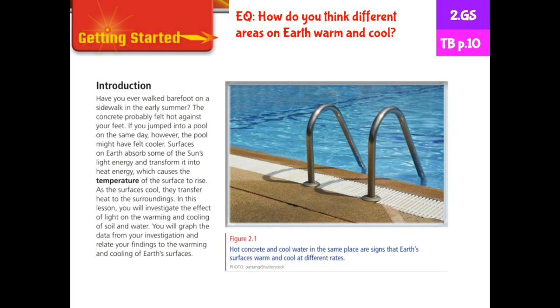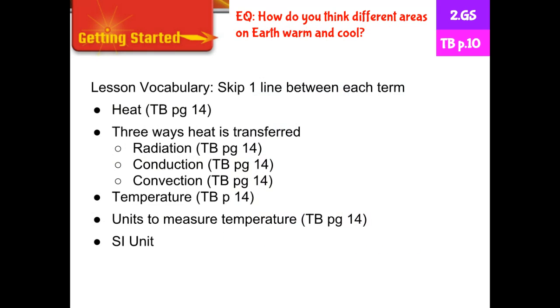In this lesson, you will investigate the effects of light on warming and cooling of soil and water. You'll graph the data from your investigation and relate your findings to the warming and cooling of Earth's surface. Lesson 2 is a really important lesson. This idea of the Earth warming and cooling at different rates will come back in every single lesson for the rest of the unit. So if you're absent, make sure you're getting caught up. But the idea that surfaces warm and cool at different rates will relate to basically everything we talk about during this entire unit.